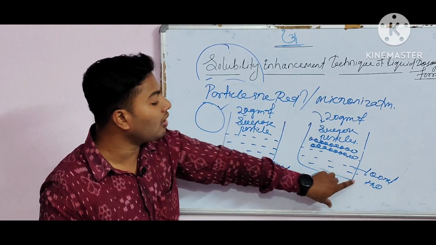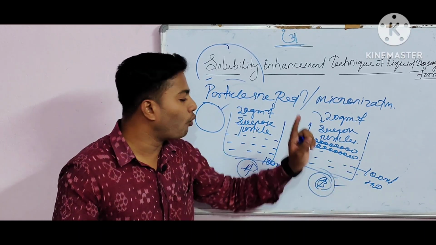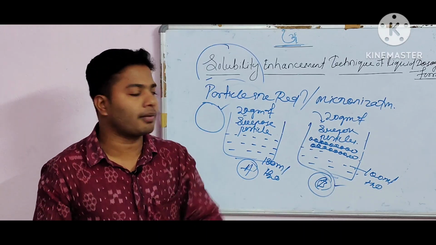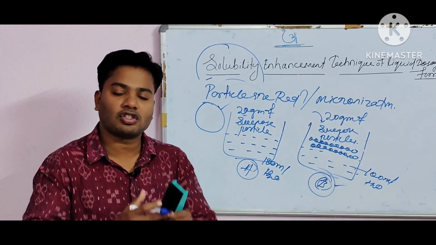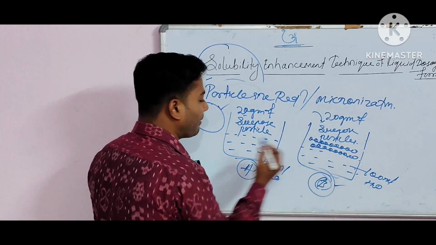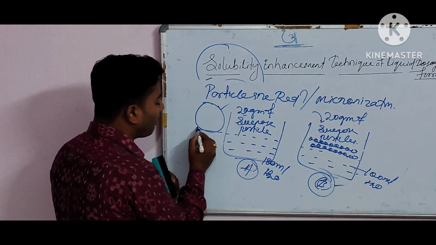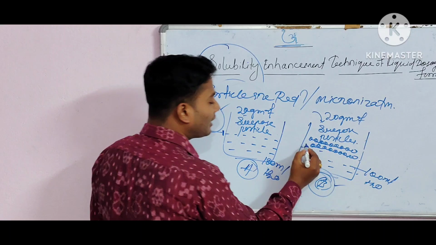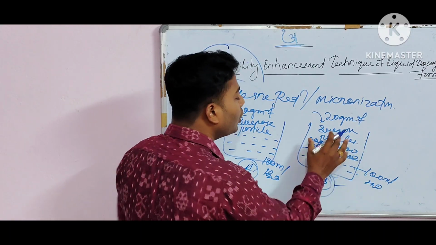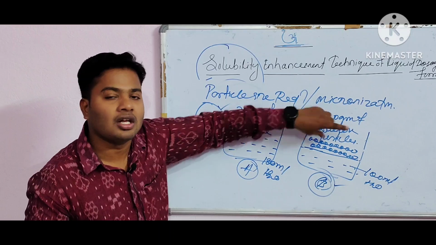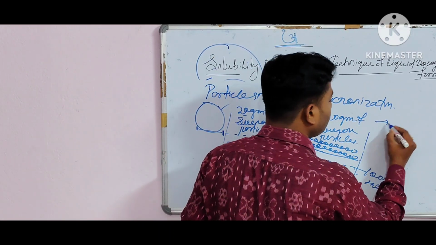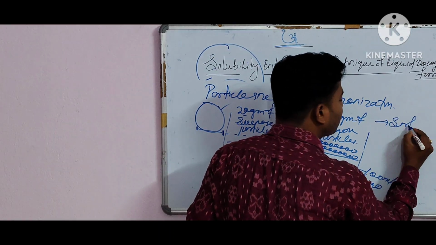inside the 100 ml of water. So when you reduce the particle size of sucrose, the surface area will increase, definitely. So this one is the surface area of the sugar particle, and this one is the surface area of the sucrose particle. So after reduction of the particle size, the first point is that it enhances the surface area.